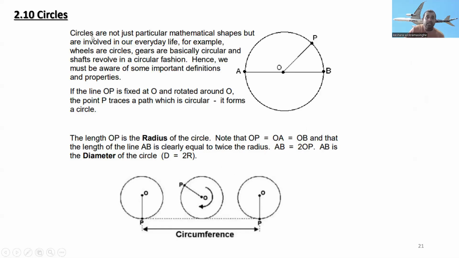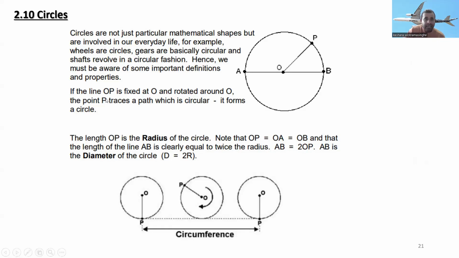Circles are not just perfect mathematical shapes, but are involved in our everyday life. For example, wheels are circles, gears are also circles, and shafts revolve in a circular fashion. Circles are very important to our life, so we must be aware of some important definitions and properties.